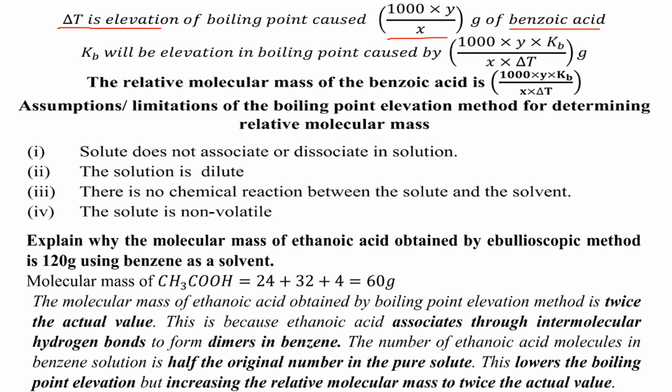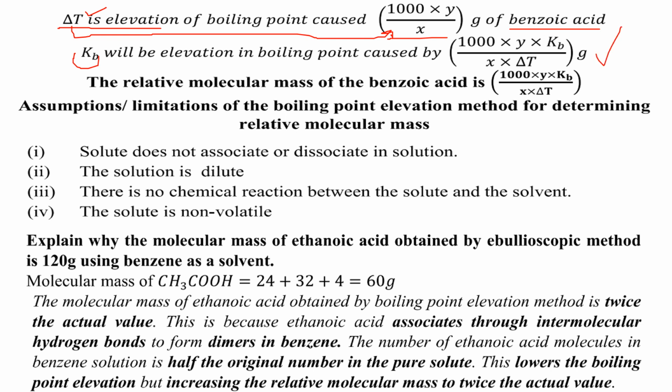But remember that we're interested more in the molar mass, and the molar mass must be in terms of the ebullioscopic constant. So if the elevation of boiling point was caused by that mass, then what about our ebullioscopic constant? Remember that the ebullioscopic constant is in terms of 1 mole, and 1 mole represents the RFM of any compound or substance. So the ebullioscopic constant Kb is going to cause an elevation of 1000 multiplied by Y divided by X grams, so the mass is 1000 multiplied by Y multiplied by Kb divided by X times change in T, grams.